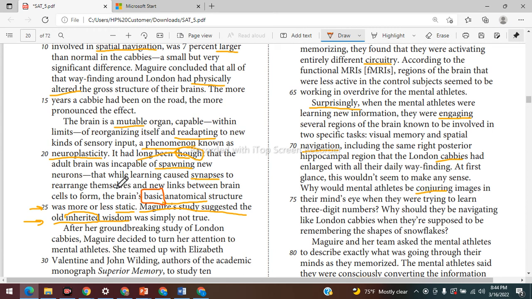Basic. So, it had long been thought that the adult brain was incapable of spawning new neurons. So they thought it couldn't produce new neurons. That although learning caused synapses to rearrange themselves and new links between brain cells to form, the brain's basic anatomical structure was more or less static. So what do we mean by basic here?